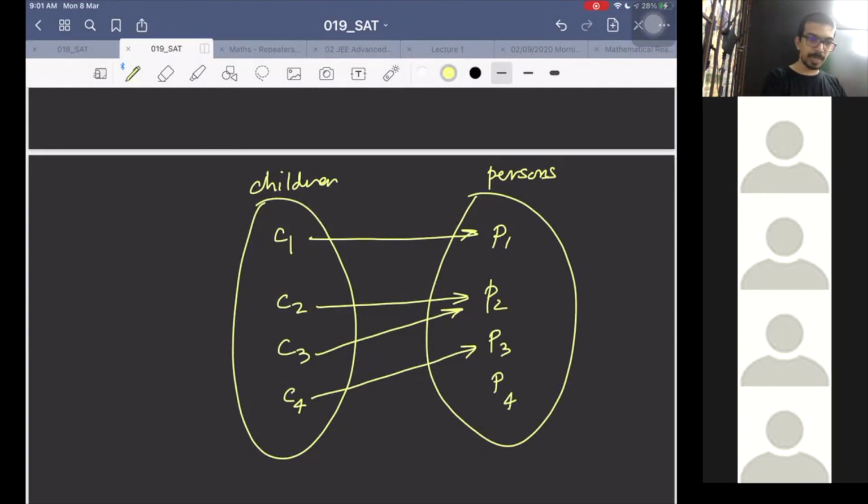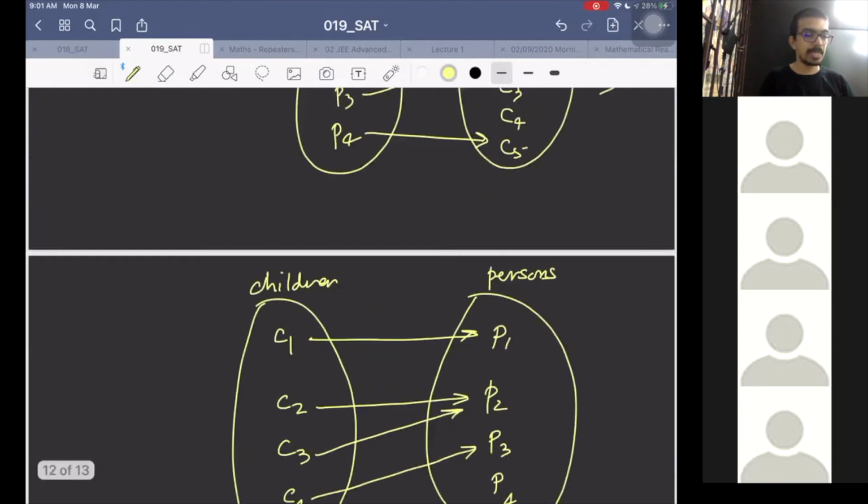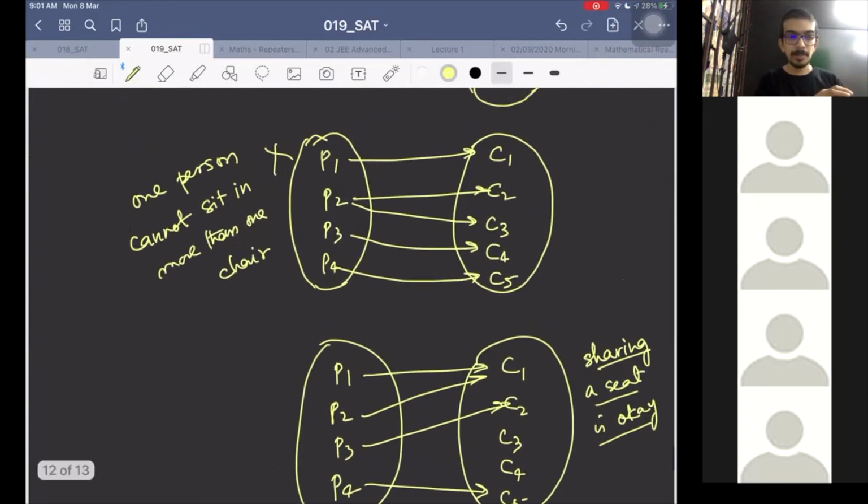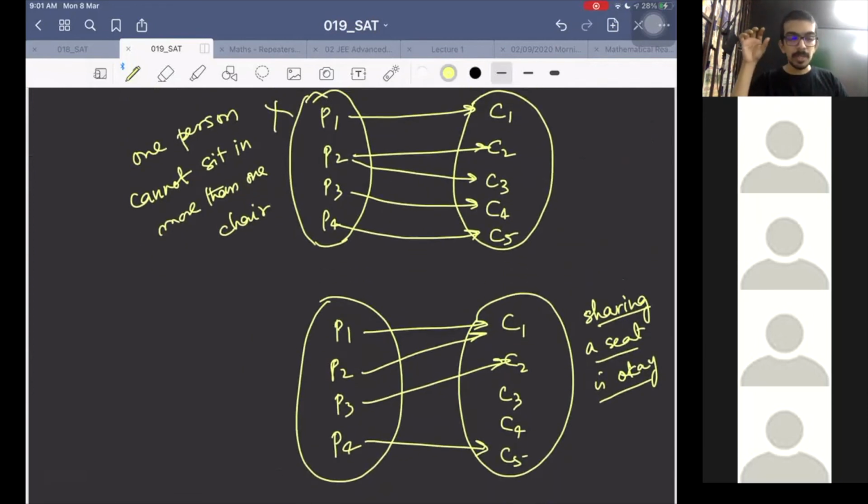So you can think of an analogy between persons and chairs, persons and seats, or you can think of an analogy between children and persons to understand what I'm saying. In the analogy I gave between persons and chairs, what was the condition? Everybody should be sitting. Nobody should be standing. One person cannot go and occupy two seats. But seats could be empty, no problem with that. And a seat could be shared between two persons, no problem for that.